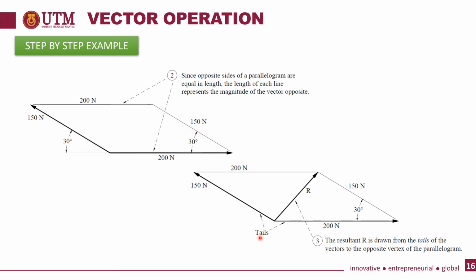Alright, so the next step is, the resultant R, which is the resultant force, is drawn from the tails of the vectors to the opposite vertex of the parallelogram. Based on our previous lesson, when using the parallelogram law, after drawing the parallel lines, the part where the lines intersect, which is here, is the resultant force. It must start where the tails are, and you must connect it to the intersection of the parallel lines that you have drawn before. So this is the resultant force.